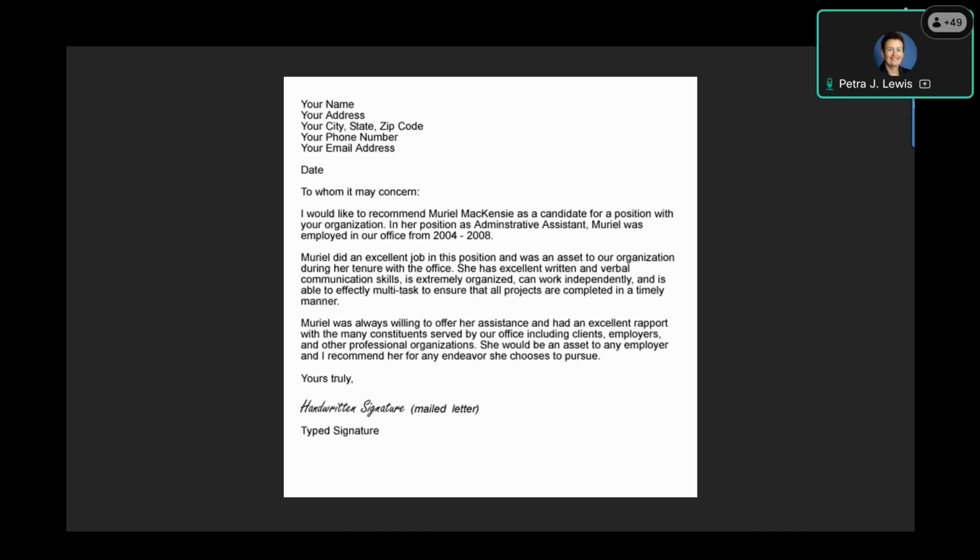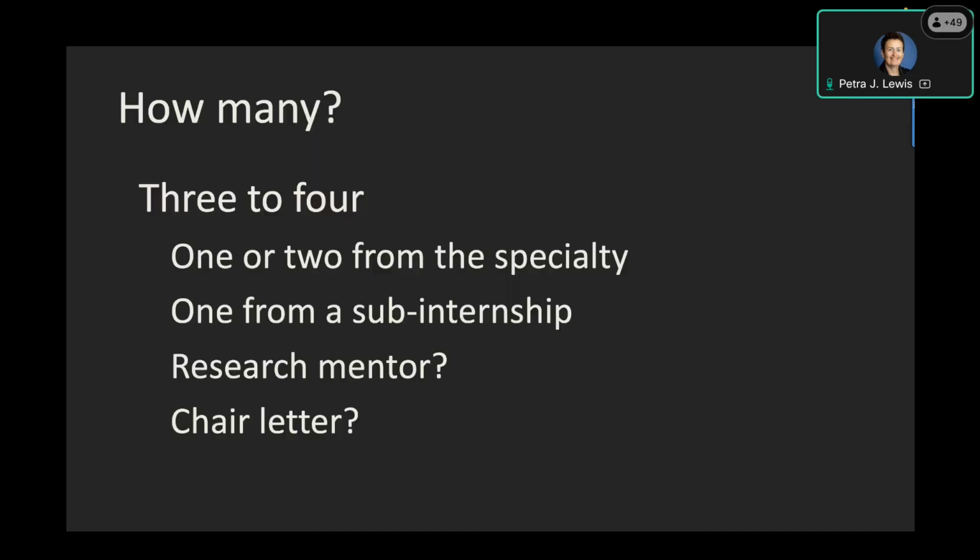All right, let's think about letters of recommendation. How many do you need? 3 to 4. You need 1 or 2 within the specialty. So if you're going for IR, from your IR rotation, but then you could have 1 from DR as well, 1 from a sub-I, maybe 1 from a research mentor.